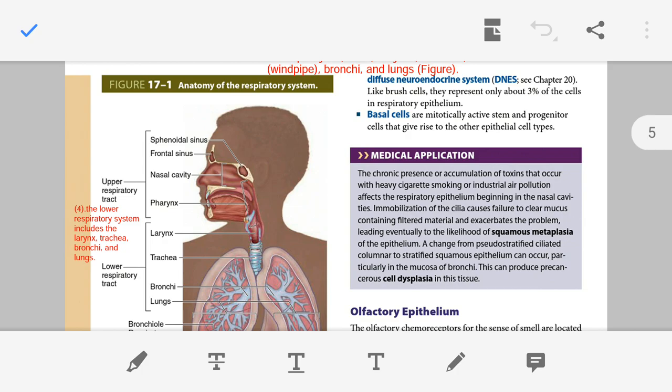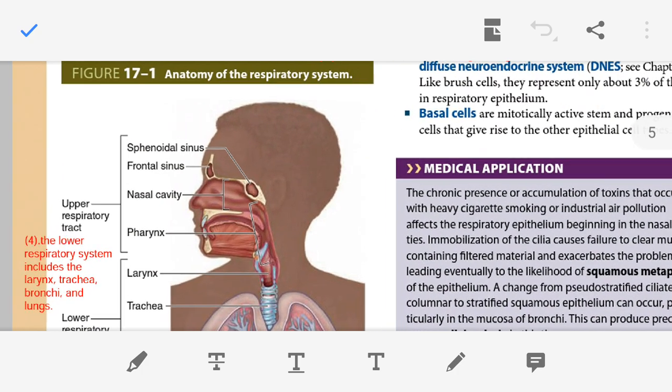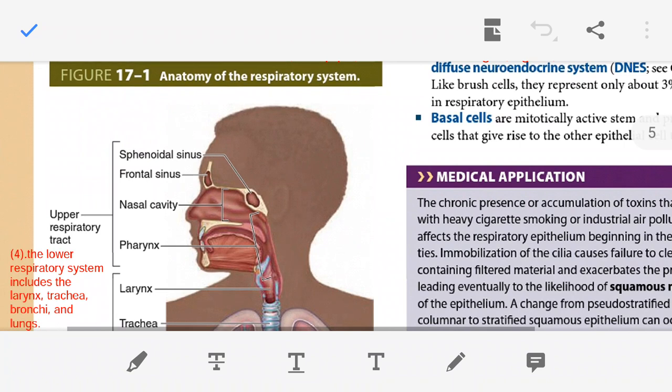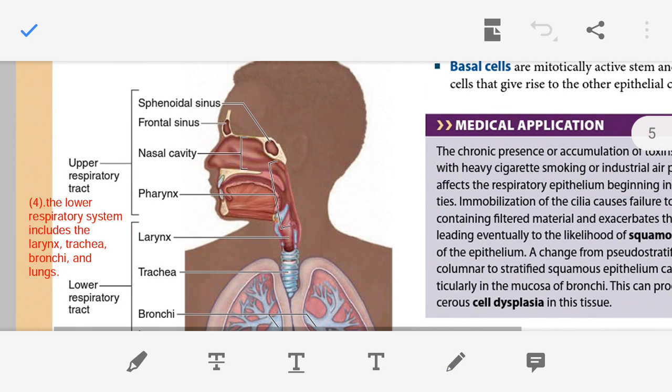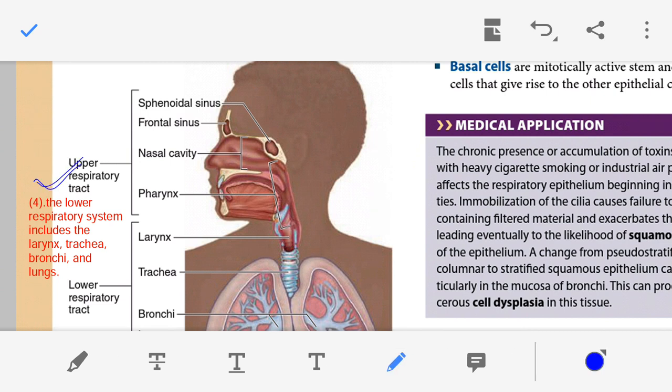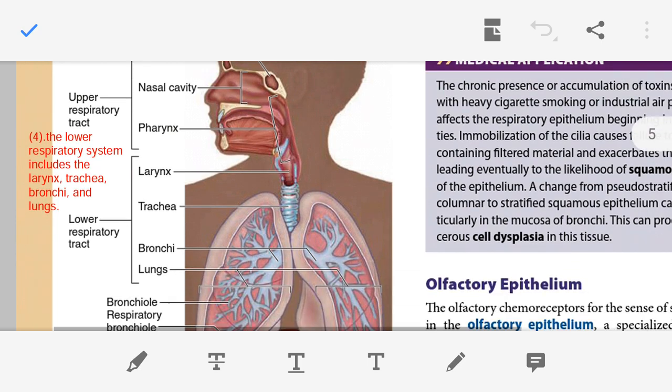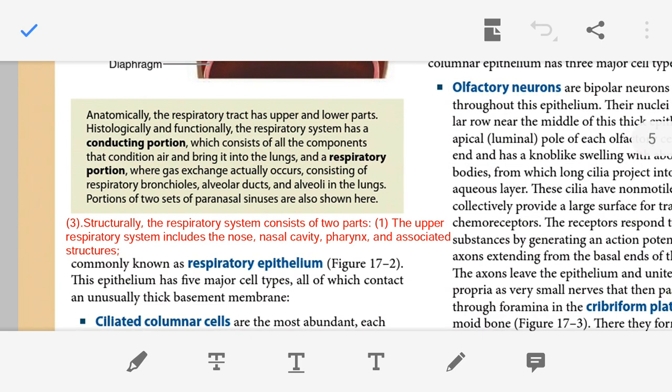Here in this figure, this is the upper respiratory tract. As you can see, this is our nose, inside is the nasal cavity, then the pharynx. All these components together make the upper respiratory tract. So this was the third point.